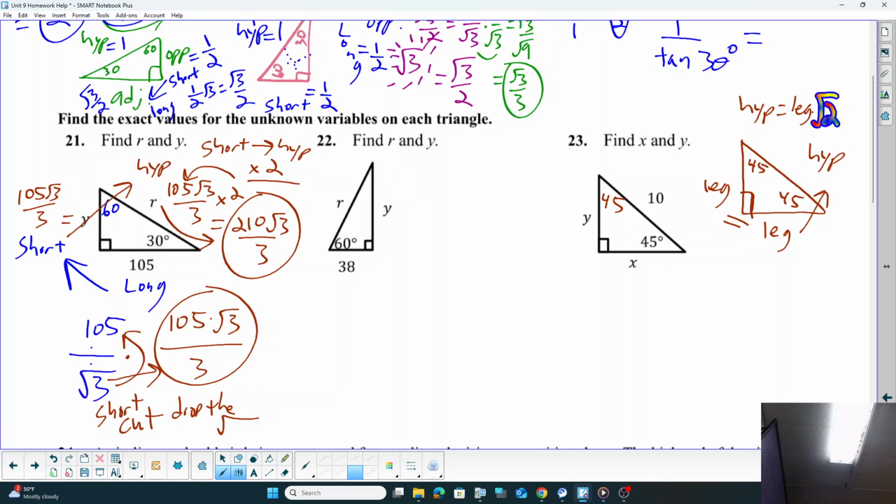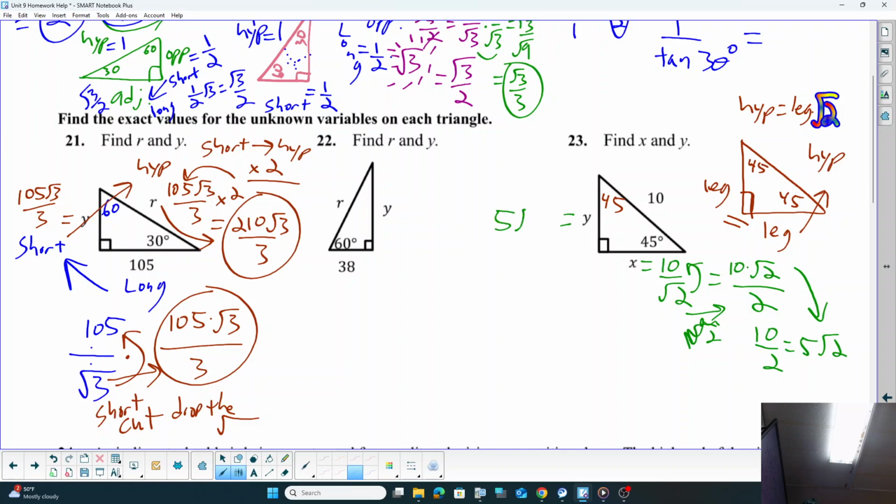Okay, so you just take the 10 and you divide it by radical 2. But you can't have a radical in the bottom. So that means you bring it up to the top and you get 10 times radical 2 over 2. Get rid of the radical. And 10 divided by 2 is 5. So you get 5 radical 2. So that means that y is equal to 5 radical 2. And x is also equal to 5 radical 2 as our two answers.